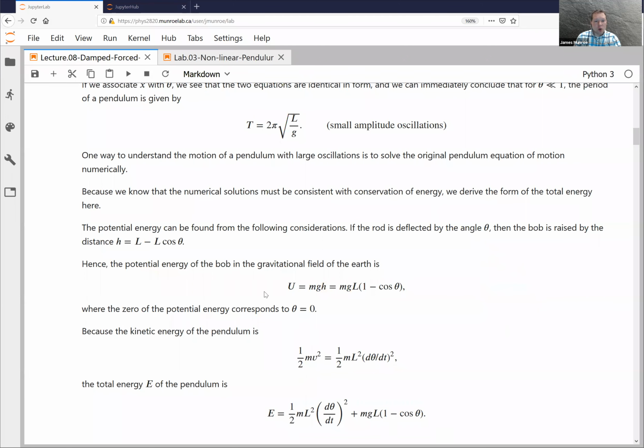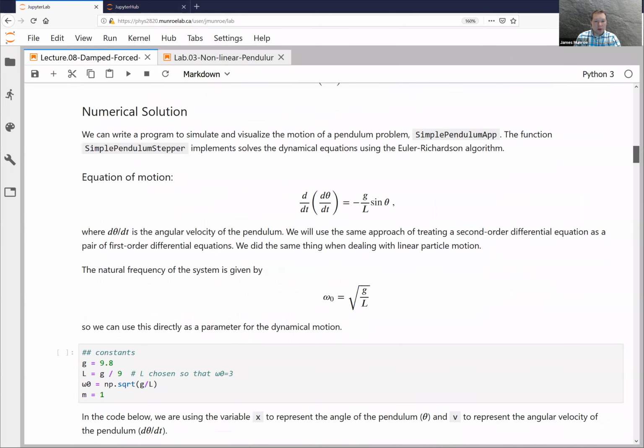I'd encourage you to go through with pen and paper and just try and reproduce these results. I'm expecting you can derive these kind of things from first principles, doing some geometry or algebra to figure them out. Okay, on to the numerical solution.